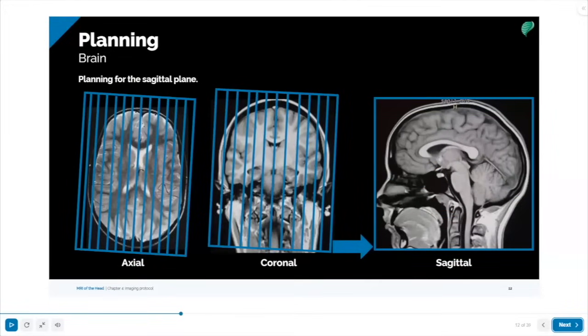To plan transverse axial slices on the sagittal plane, the field of view block should be aligned parallel. I'm sorry, I need to back up for a second.